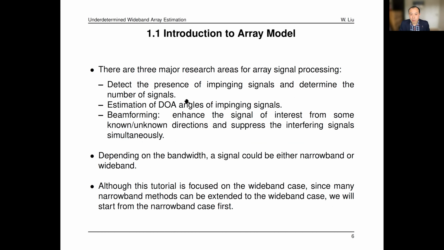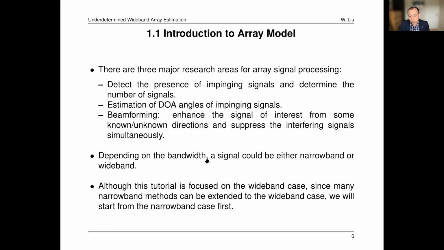And for array signal processing, there are three major research areas. One is, we detect the presence of impinging signals and determine the number of signals, how many signals are coming. And also we estimate the DOA angles of impinging signals, so where they come from, basically. And then there's beamforming, so enhance the signal of interest from some known or unknown directions and suppress the interference signals simultaneously. Okay, so basically three areas of research.